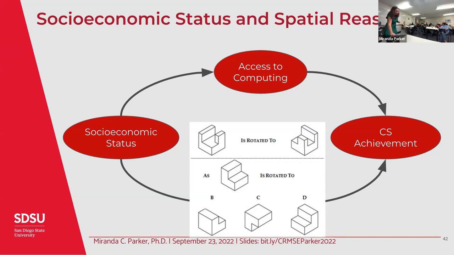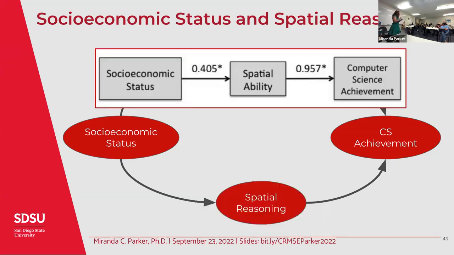So we looked at these. It turned out that access to computing was not significant in our sample at all. It fell out of our model. Spatial ability, however, was a significant mediating factor at play here. So that was really fascinating to see.